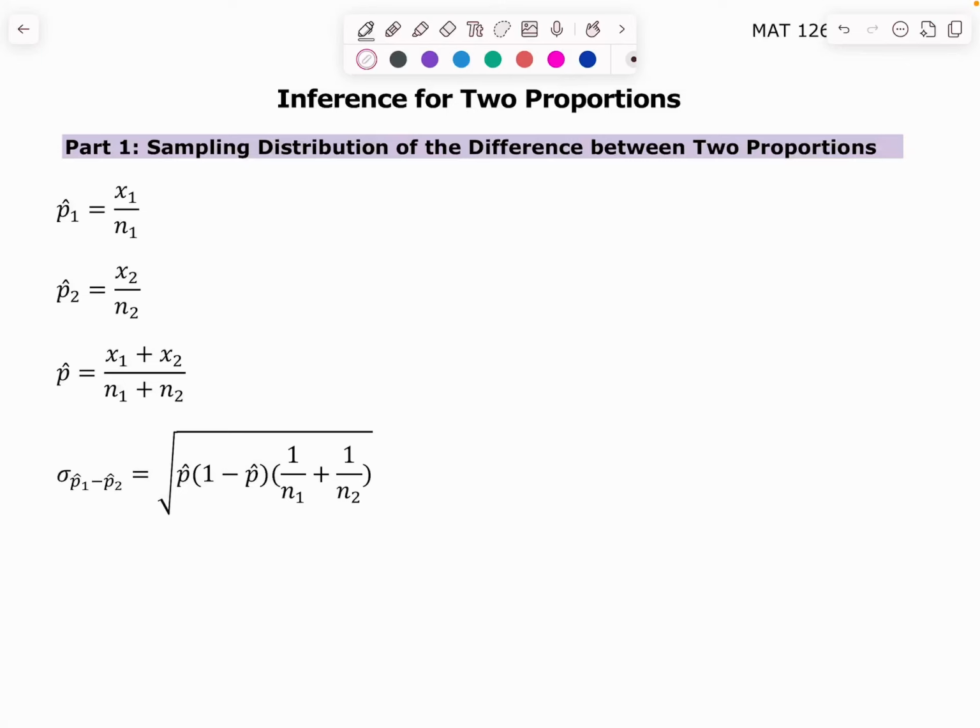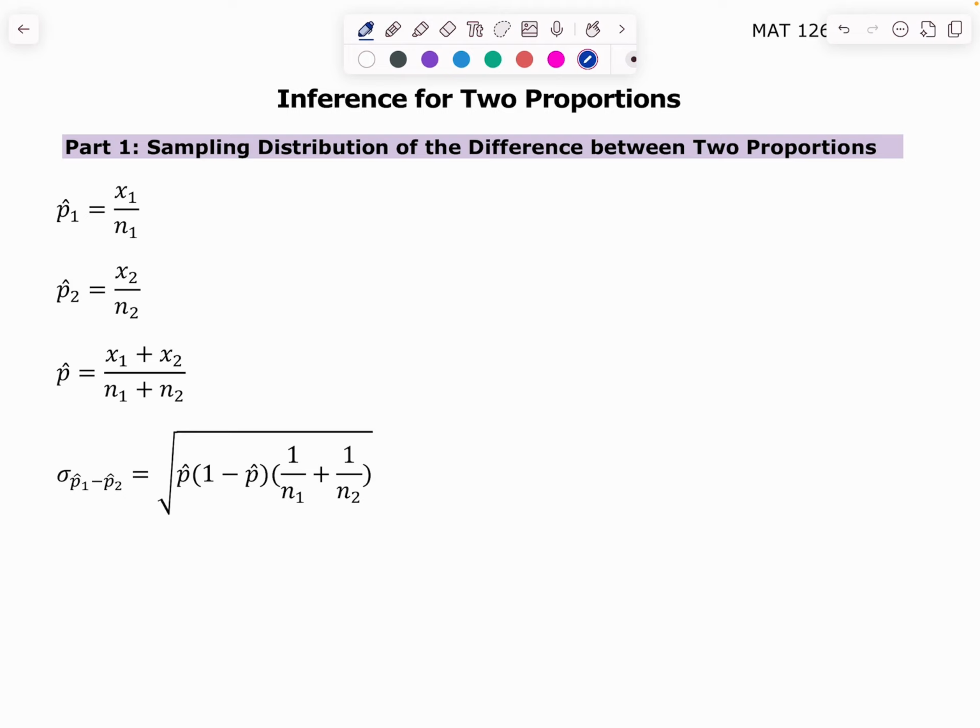Let's take a look now at how to do inference for two proportions. So if I've taken a sample of two different groups, how do I perform inference on those two different groups at the same time? So how do I make comparisons?